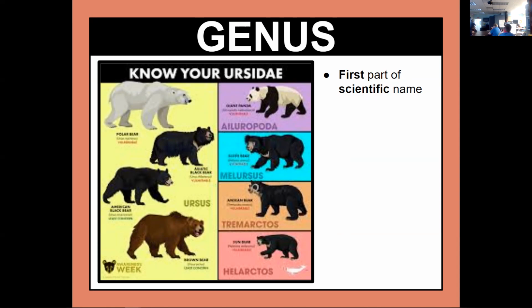Arctic, it sounds like Arctic, right? Arctic Circle, bear. So all of these genus and species names are in Latin, all of them. So if you know your Latin roots, you can figure this out a little bit.